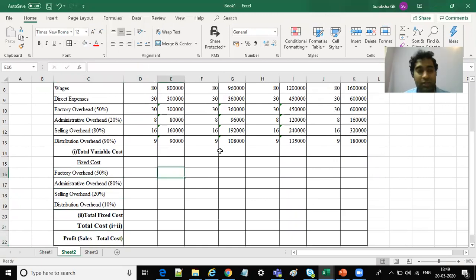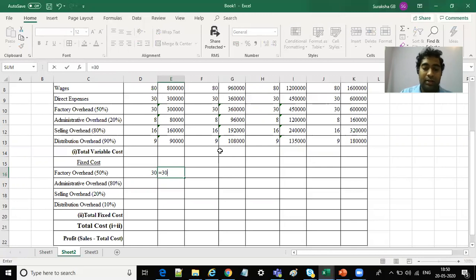Next, coming to the fixed cost. The fixed costs given in the problem are factory overhead, administration overhead, selling overhead, and distribution overhead. I'll go for the first one. Factory overhead in the problem is given as 60, so per unit it is taken as 30. So the total will be 30 into 10,000 units, so 3 lakh is going to remain the same at all levels.